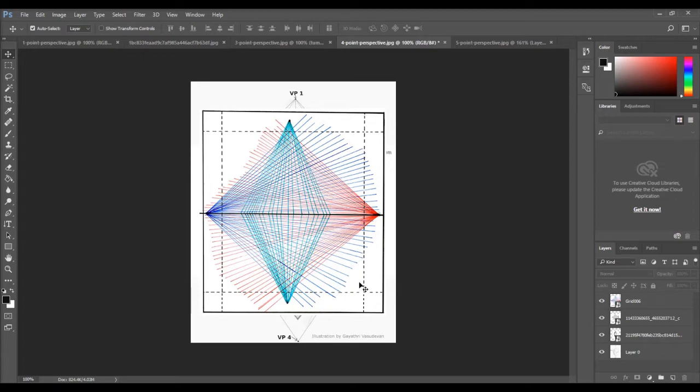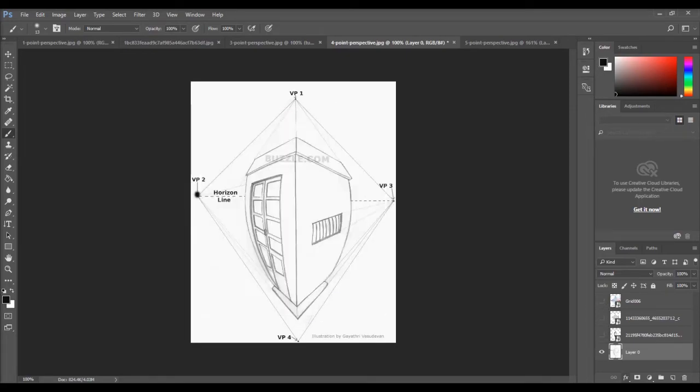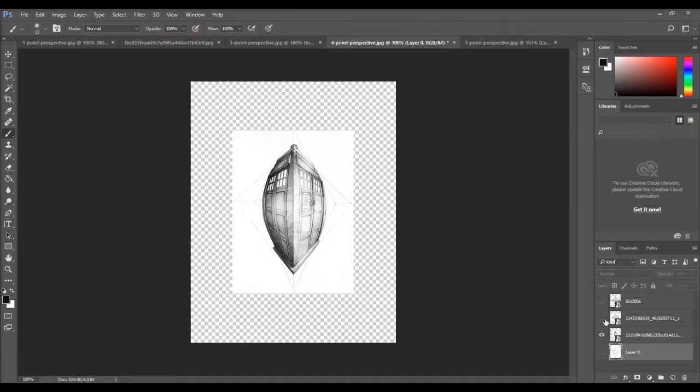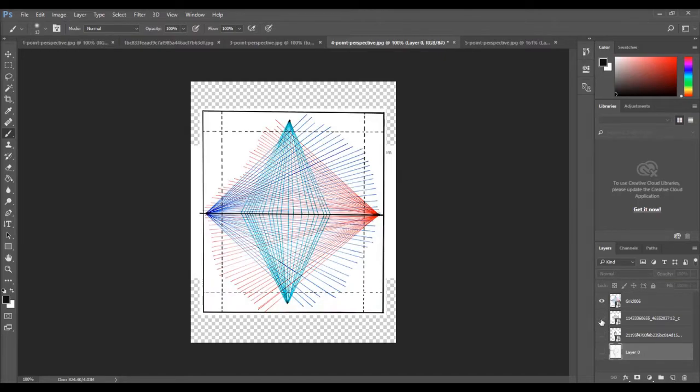If you see here in this diagram, you can see that this is a 4-point perspective. Okay, here you can see that the first point is here, the second point is here, the third point is in the sky, and the fourth point is below the horizon line. So it is called 4-point perspective.